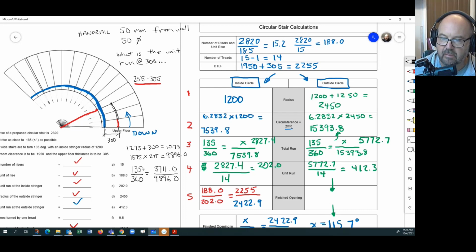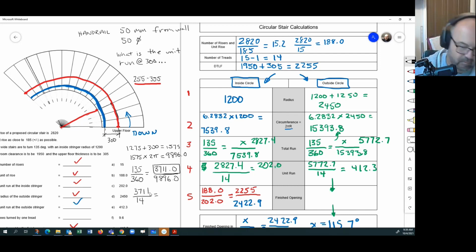So this is our stair angle, right? This is not our finished opening. This is our stair angle. And so we come up with this number. And now actually what that is, it's the length of this line all the way around here. Now I'm going to have to divide it by the number of treads, 3711 divided by 14. And I come up with 265.1. So yay, for us, it falls in line with these two numbers in here. It falls in line, so we're good to go. This is good.